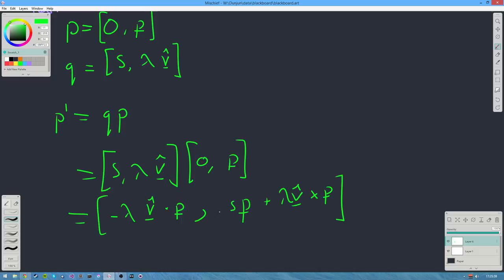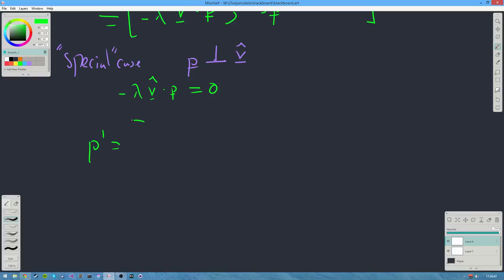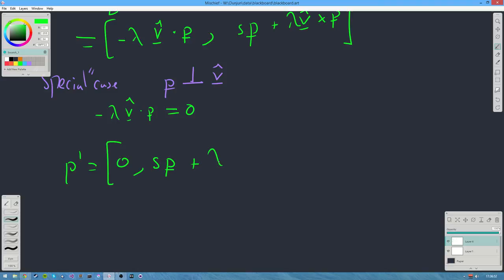So let's consider the special case where P is perpendicular to V. That's the sign for perpendicular, so they're at right angles, they're normal to each other. That therefore means that negative V dot P must equal zero. So it leaves us with P prime equals zero, plus that SP plus lambda V prime cross product with P.